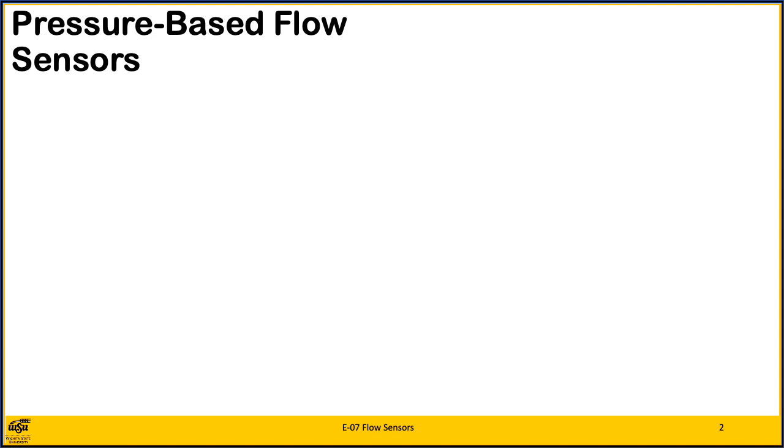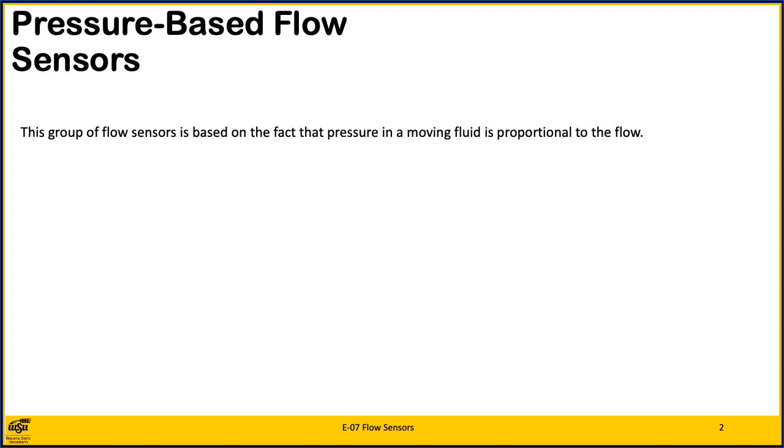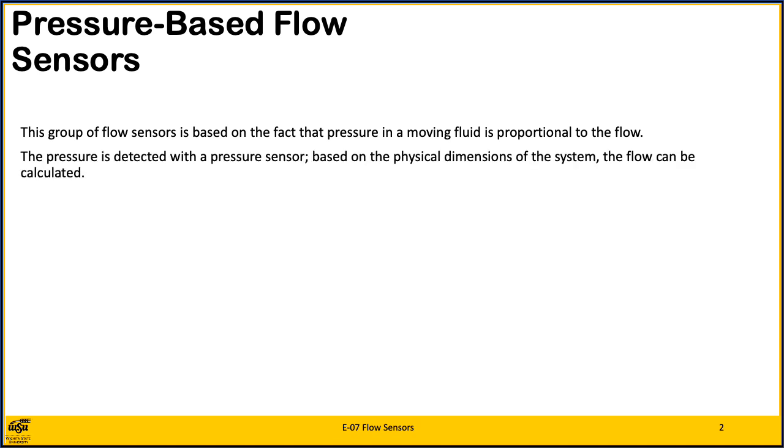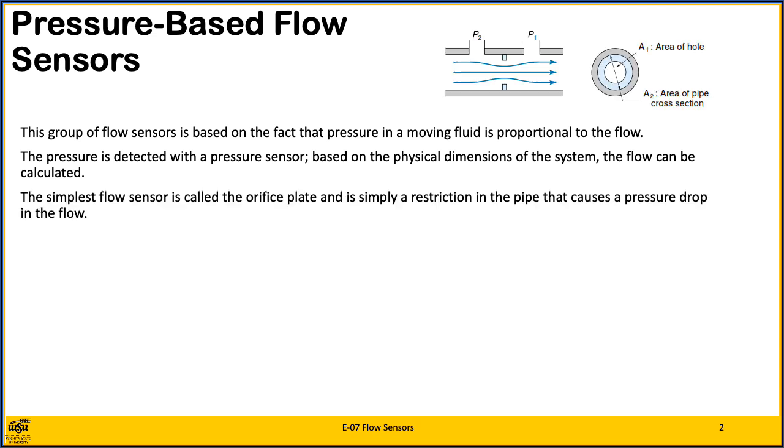Pressure-based flow sensors. This group of flow sensors is based on the fact that pressure in a moving fluid is proportional to the flow. The pressure is detected with a pressure sensor. Based on the physical dimensions of the system, the flow can be calculated.